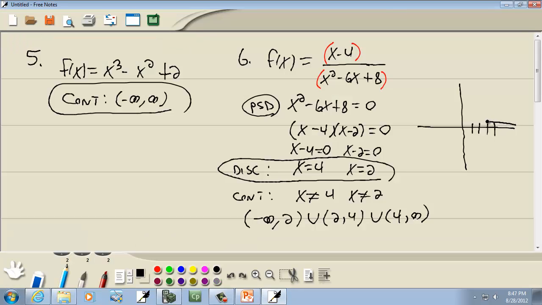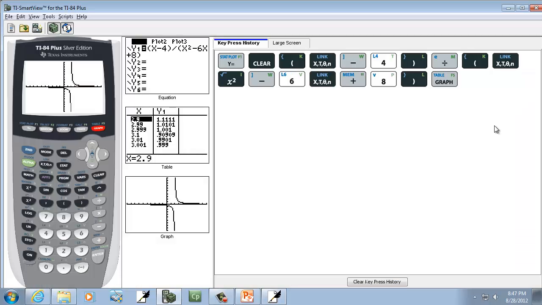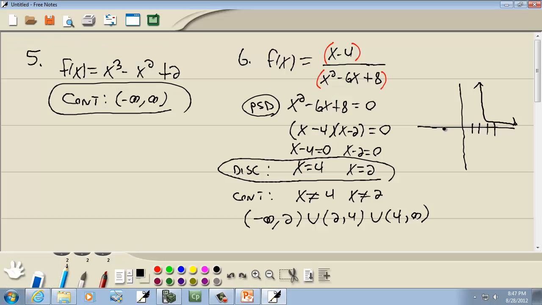I'm just sketching it. The calculator will give you a much better picture. Okay, it looks something like that. Use your imagination. There's a gap here too. Well, at 4, where we said there was another discontinuity, there's actually a hole in your graph. So there's an open dot there. Now, unfortunately, the calculator can't show that to us.